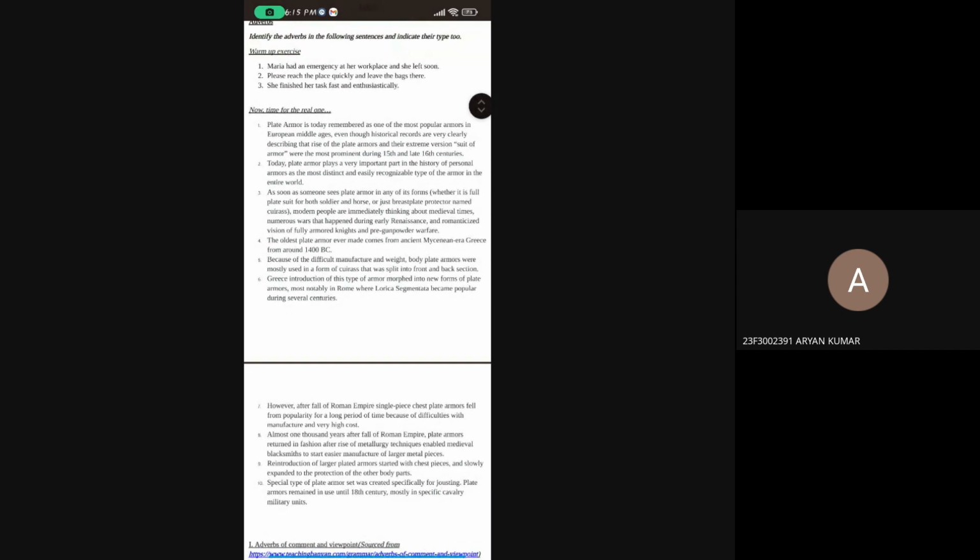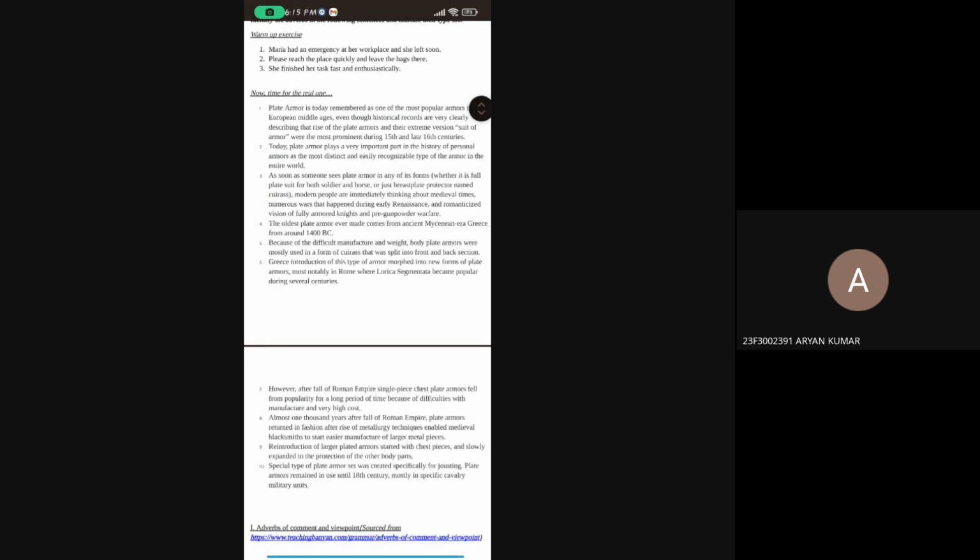Now, in the third line, do we have anything? Describing that rise of the plate armors and their extreme version? No, ma'am. No, right? Now, the last line for the first sentence: were the most prominent during 15th and late 16th centuries. Most and late? Only most, yes, most is definitely an adverb.